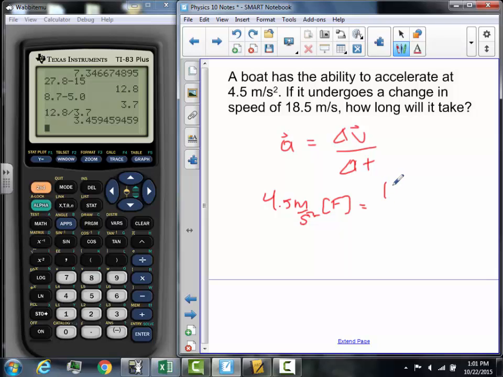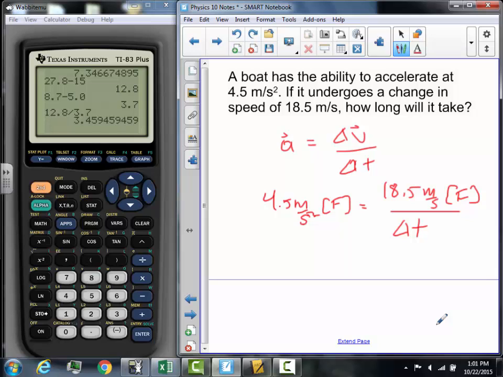Our velocity was 18.5 meters per second. I know it said speed right here, but I'm feeling pretty confident that if you're driving a boat, you're probably driving forward in the boat. So I'm just going to throw an F on the end of it. And what we don't know is time. We've been here before. How do I solve for time? Okay, so I've got to multiply up the t, and then I've also got to divide away the 4.5.